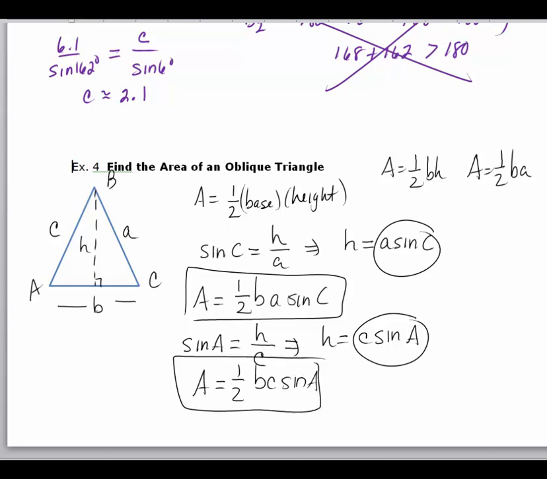And then the third formula, if I drew the triangle a little bit differently and I drew my altitude from angle A to side A, I would come up with the third form of this formula, which is A equals 1/2 AC sine B. So you can use any of these forms of this formula. 1/2 BA is often written AB, but you can use this to find the area of an oblique triangle.